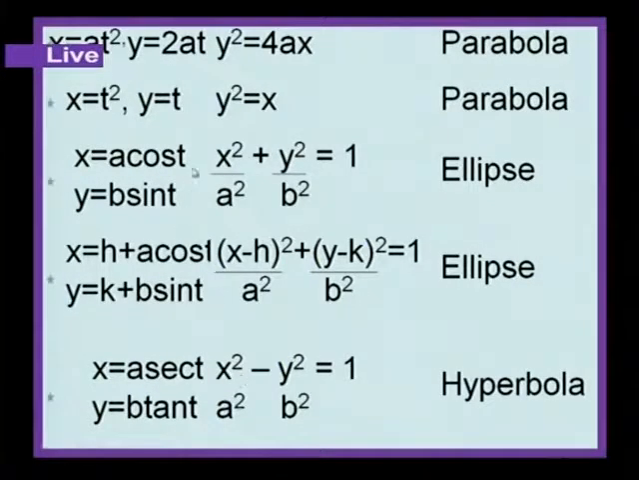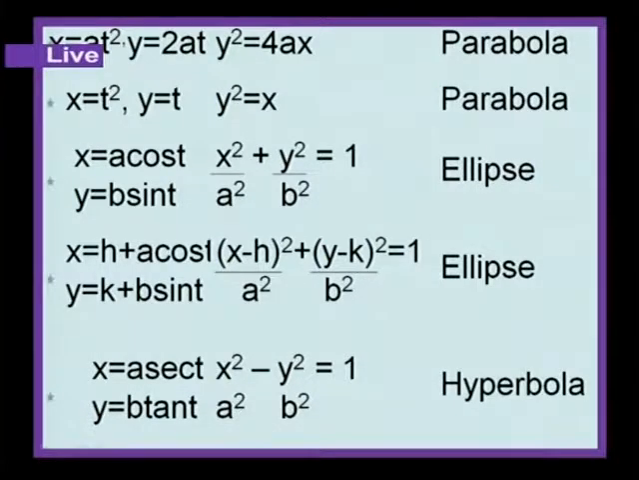Next, here we take two parametric equations. The standard form of that is y square equals 4ax. It is the standard form of a parabola. Here we take two parametric equations: x equals a cos t, y equals b sin t. Therefore, we get the standard form x square by a square plus y square by b square is equal to 1. It is an ellipse.